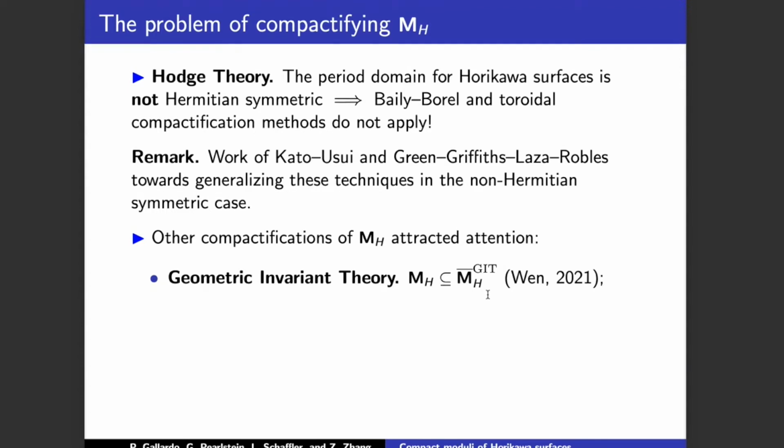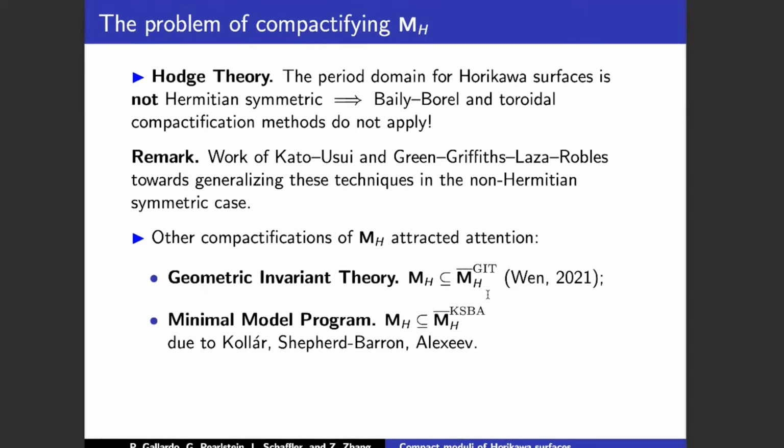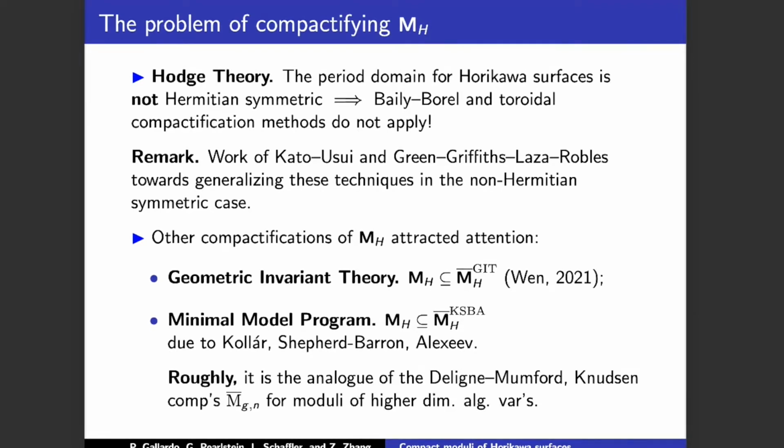For instance, the one that comes from the work of Kollár, Shepherd-Barron, and Alexeev, which here I denote by M_H bar KSBA. So this is the compactification method that makes use of the minimal model program. And if this is something that you hear for the first time, roughly speaking, the way to think about this is as an analog of the Deligne-Mumford compactification, M_g,n bar for curves with marked points, but adapted to moduli of higher dimensional algebraic varieties, such as our Horikawa surfaces of interest.